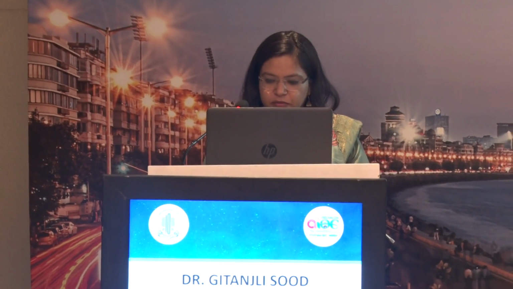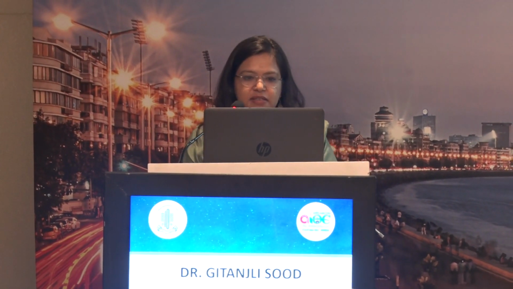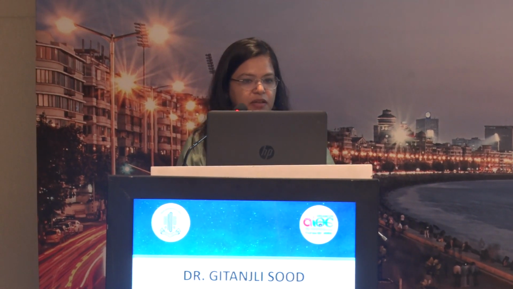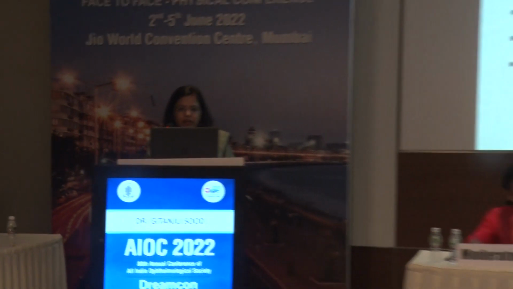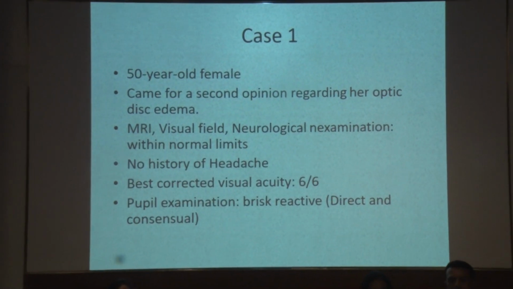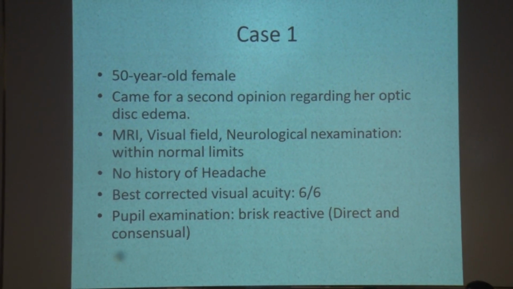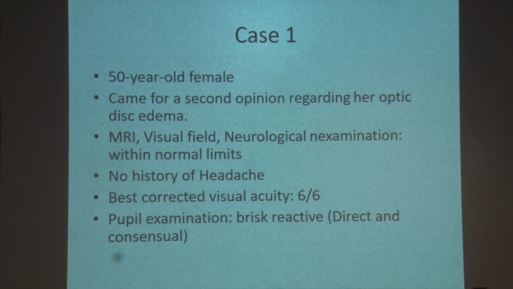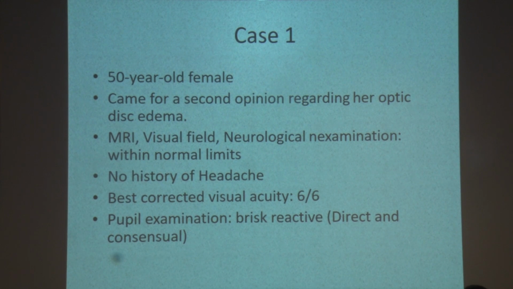Good afternoon everyone. I'll be discussing two cases of vitreopapillary traction, which is an often missed or underdiagnosed entity. The first case is a 50-year-old female who came for a second opinion regarding her optic disc edema. She had already undergone MRI, visual field and neurological examination before coming to us, which were all normal. She did not have any history of headache. Her best corrected visual acuity was 6/6. Other anterior segment examination was normal.